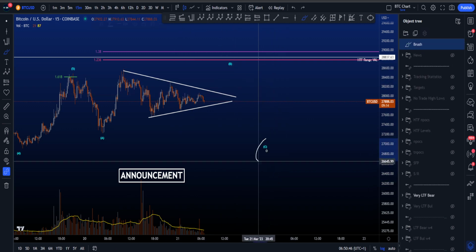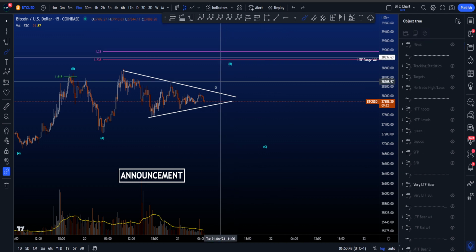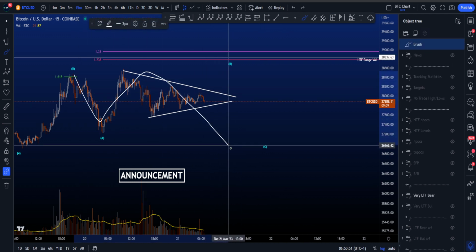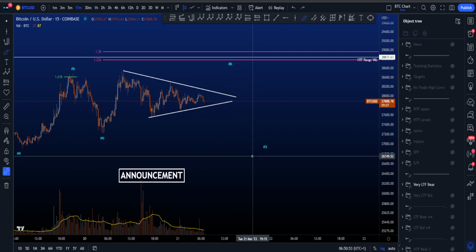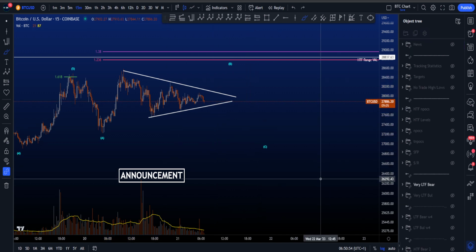An impulsive move C if we get an expanded flat, or in this scenario then of course some more downside in an ABC as well. But once again, we do have some bullish divergences.